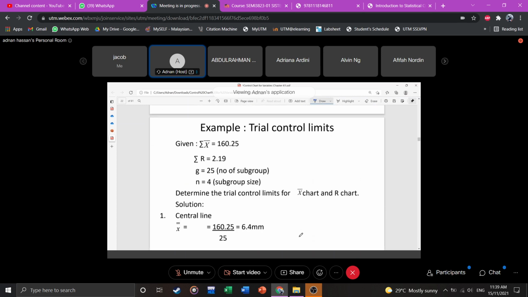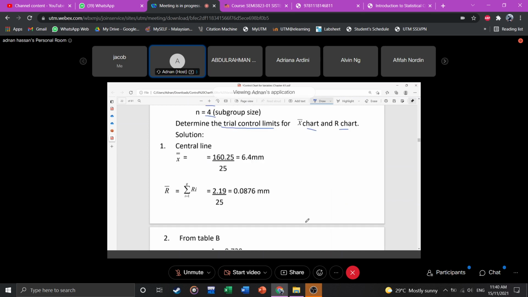All right, see example here. Let's say you have the summation of X bar, the summation of all the samples, and the summation of R. Given g, the number of subgroups, is 25, and n is 4, determine the trial control limits for the X bar and R chart. So it's very simple here.